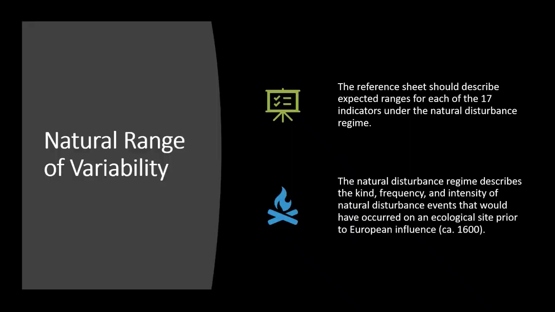Okay, so there has been some confusion in the past about the range of variability that should be included in the reference sheet descriptions. Version 5 clarifies that the reference sheet should describe the range of conditions for each indicator that would occur on an ecological site functioning under the natural disturbance regime. The natural disturbance regime includes the historic fire return interval, native insects, and wildlife activity, but does not include non-native species, vegetation treatments, or domestic livestock use that doesn't mimic historic wildlife use patterns.